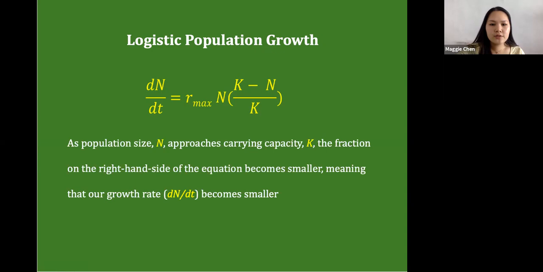And so as population size, as our N, approaches carrying capacity, the fraction on the right-hand side of the equation becomes smaller. So as the number of individuals within our population gets to that K, our carrying capacity, these factors start to get smaller, and we can see that our growth rate also starts to slow down. And that makes sense because we saw in our growth model, when we chart it out, that S-sigmoidal shape as it slows down near our K, our carrying capacity.